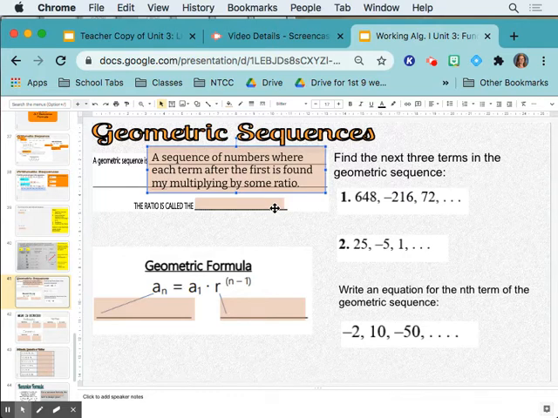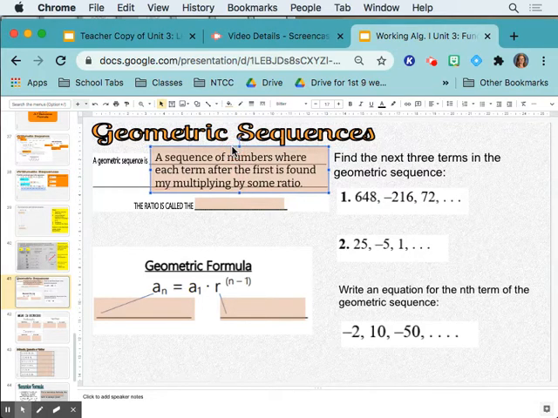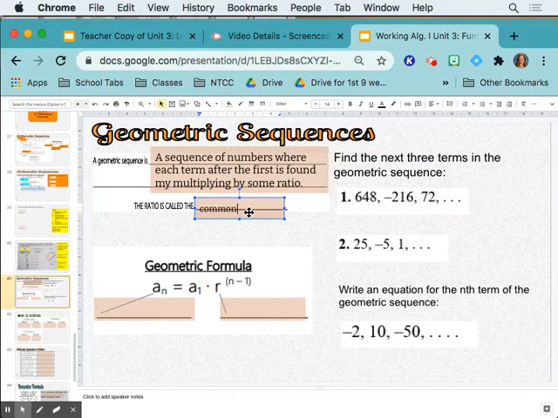So with the arithmetic, we were adding and subtracting. But with geometric, we are multiplying by some ratio. The ratio could be 2, which is really 2 over 1, or it could be 1/3, or it could be 5. This ratio is called the common ratio.